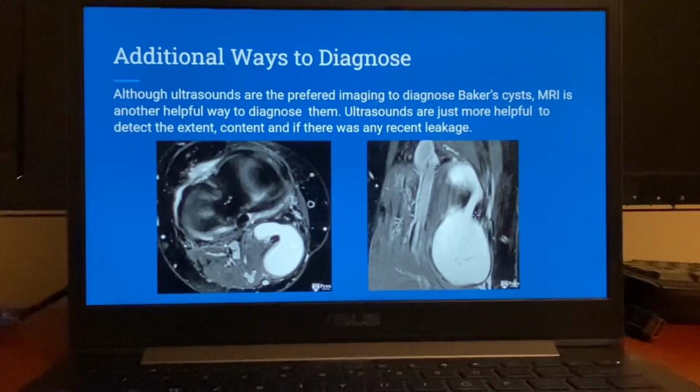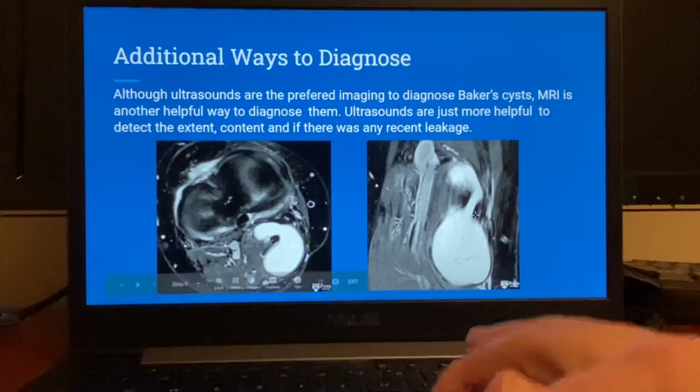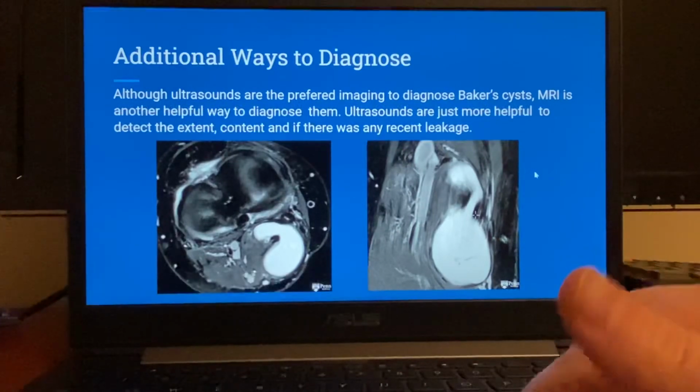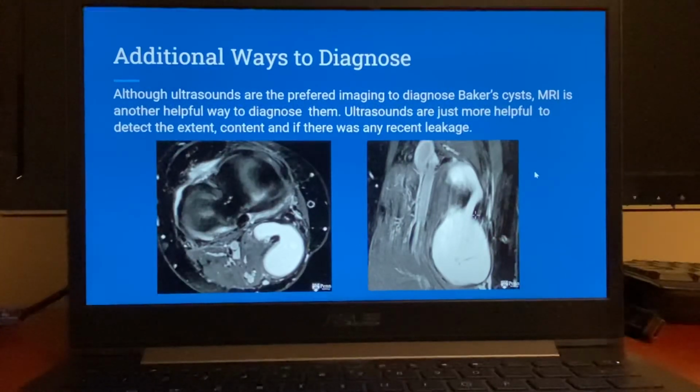Another way to diagnose a Baker cyst is by using ultrasound. An additional way to diagnose a Baker cyst is by MRI. Even though ultrasounds are preferred to image Baker cysts, MRI is another helpful way to diagnose them. Here you can see kind of an axial view through the knee joint and then a sagittal view of that same knee. Ultrasounds just tend to be a little bit more helpful to detect the extent, the content of what is actually inside the Baker cyst, and if there was any recent leakage from a rupture of the Baker cyst.